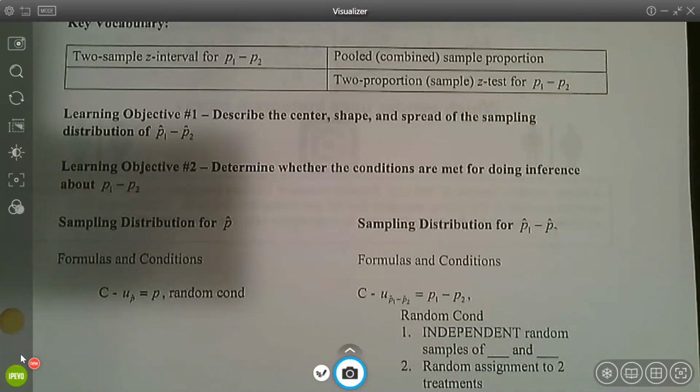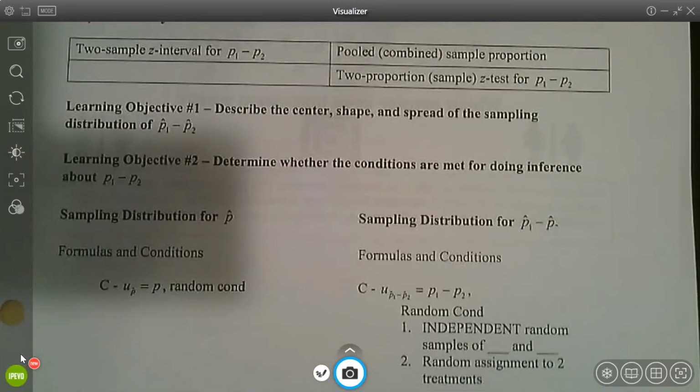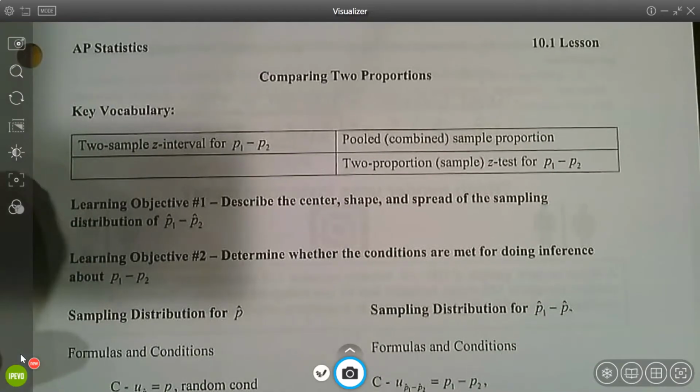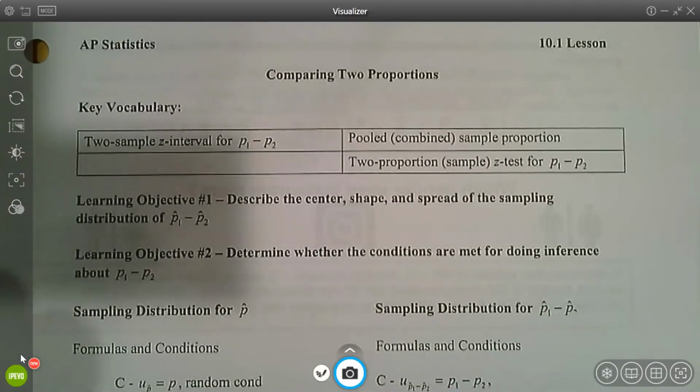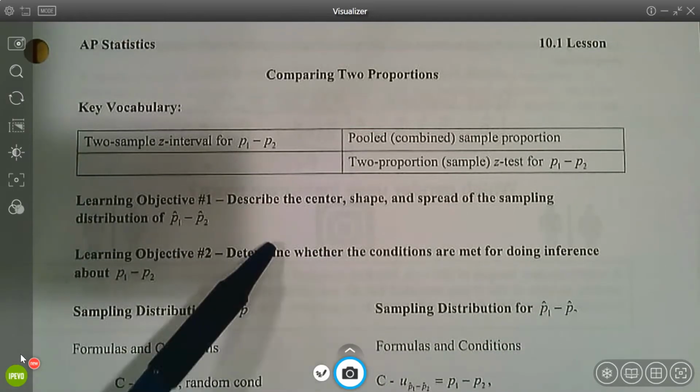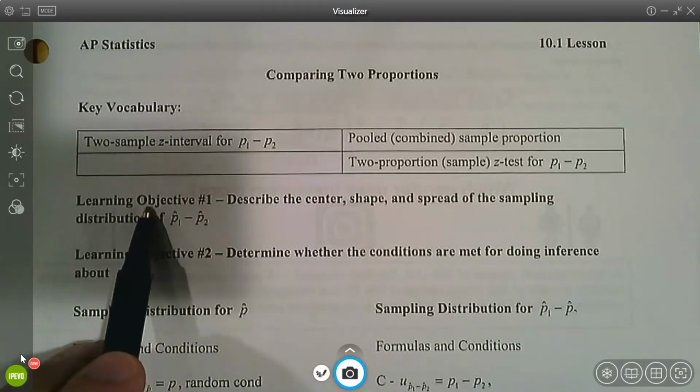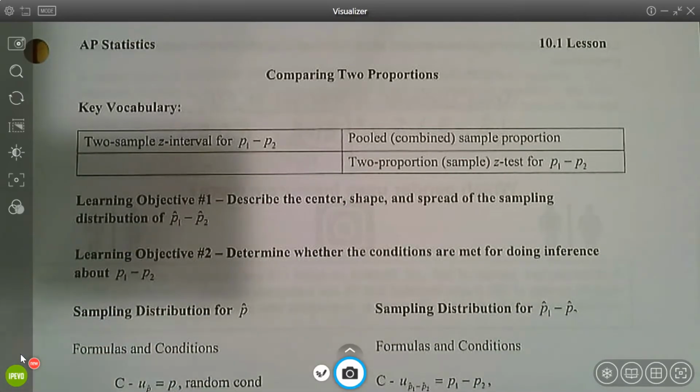Welcome AP Stats. In this video, I'm going to go over the first part of your lesson for the week, which is section 10.1. And there's a fair amount to cover here. We're going to cover a confidence interval and a significance test. So we're just going to start by looking at the sampling distribution of the difference in two sample proportions and then talk about the conditions.